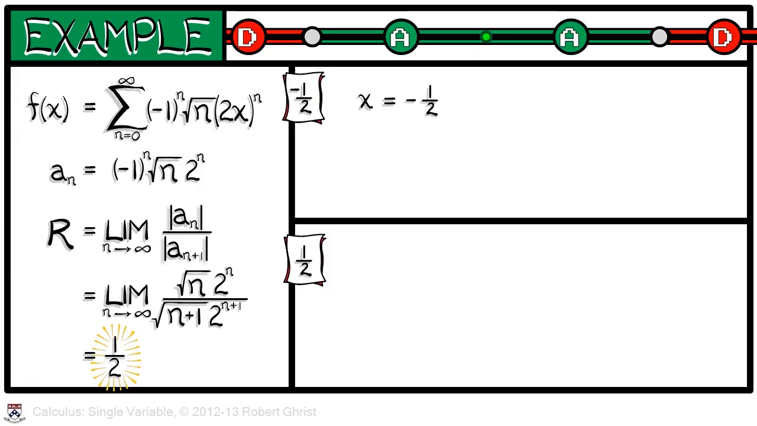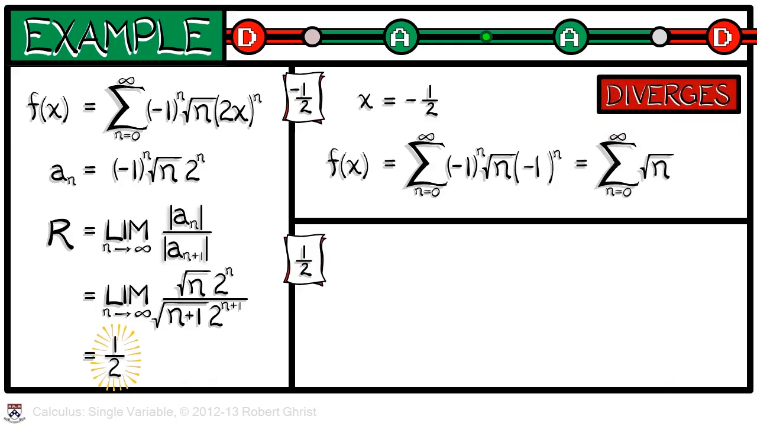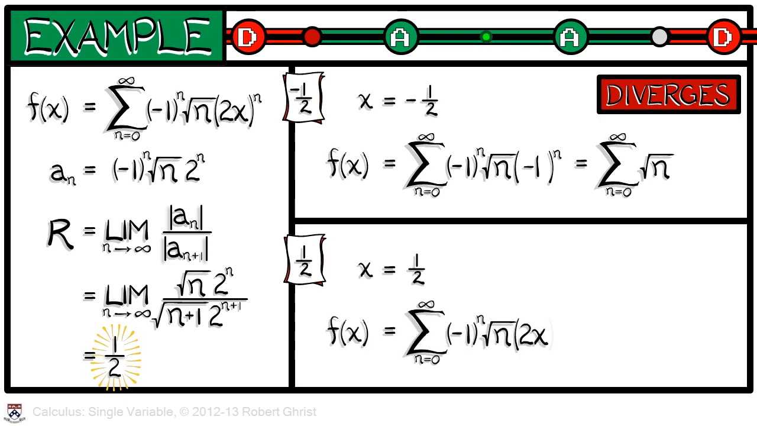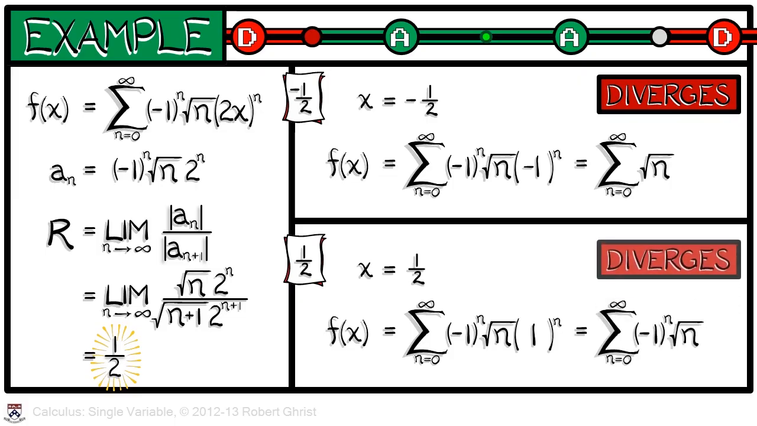Well, we need to check what happens at x equals negative 1/2. If we plug in a value of negative 1/2 for x, what do we get? We get the sum over n of square root of n, since the negative 1 to the n's cancel. That is a divergent series. So at the left-hand endpoint, we have divergence. At the right-hand endpoint, at x equals 1/2, you can easily see that we get the same sort of series. That, too, is going to diverge by the nth term test.